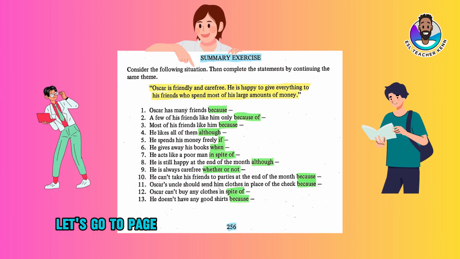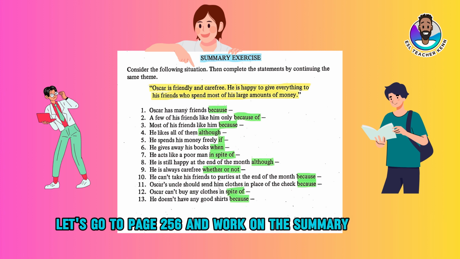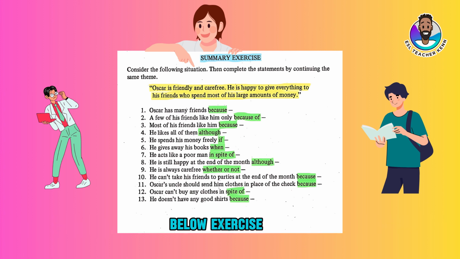Let's go to page 256 and work on the summary exercise below exercise 5. We're going to create a total of 13 sentences. They all have to be accurately related to the initial situation. I'll give you time to say the complete sentence using the subordinator given.